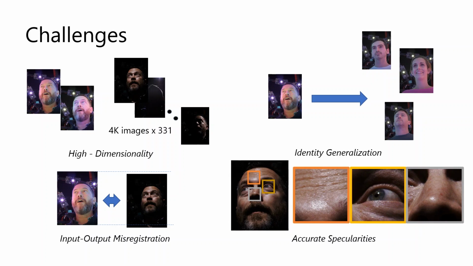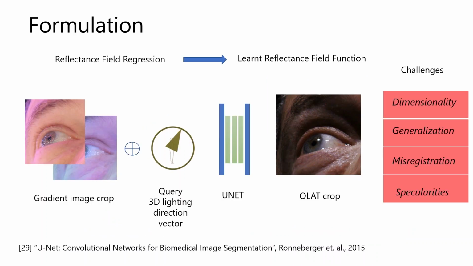Facial reflectance exhibits spatially varying high-frequency reflectance effects such as specularities. While these specularities may not cause a lot of pixel error, they are very perceivable by humans. Thus, it is important to capture these high-frequency effects for high-fidelity reconstructions. We propose a novel formulation that addresses all these challenges and generates high-quality, high-resolution reflectance fields.